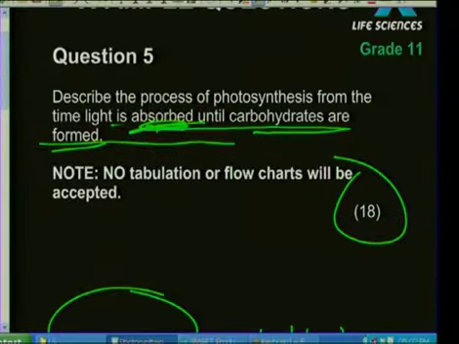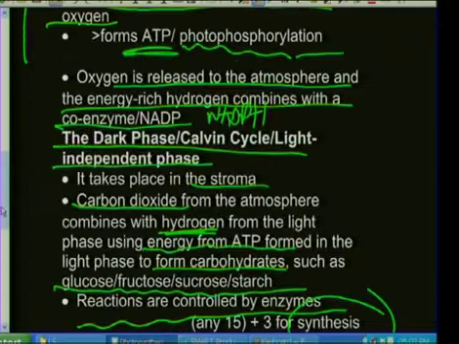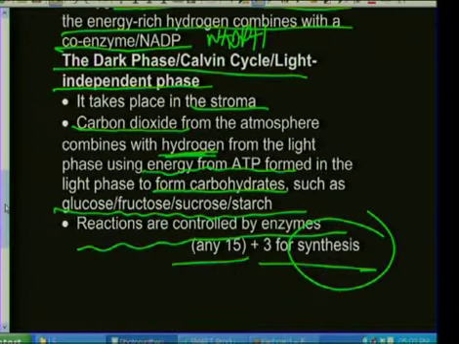Now, obviously, follow the question. The question says, from the time light is absorbed until the carbohydrates are formed. Look at our essay. It starts with the light phase, where light is absorbed. Then it moves to the dark phase, and look at our end. Carbohydrate, glucose, fructose, sucrose, starch is formed. So that is what we are talking about. It must have this flow.